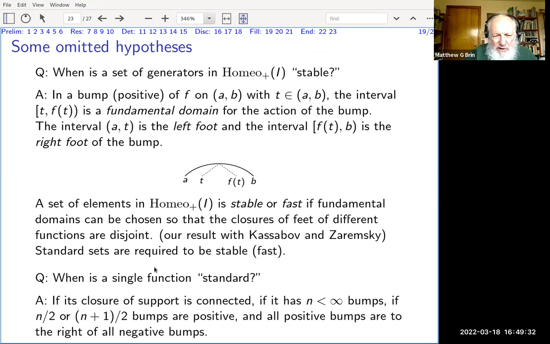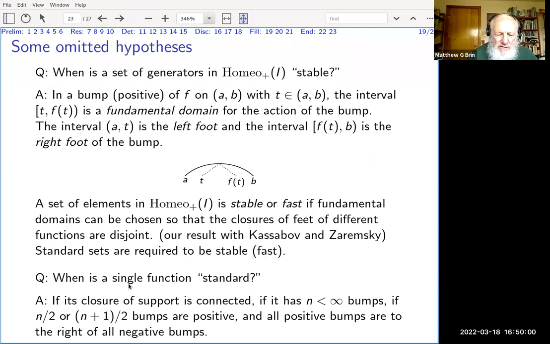I said there were some requirements for being standard, and it's pretty much what the pictures were showing. A standard function has to have all of its positive bumps to the right, all of its negative bumps to the left. If there's an even number of bumps, then half of them have to be positive, half of them have to be negative. If there's an odd number, then there'll be one more positive bump than negative. And the reason for all of that is the following.